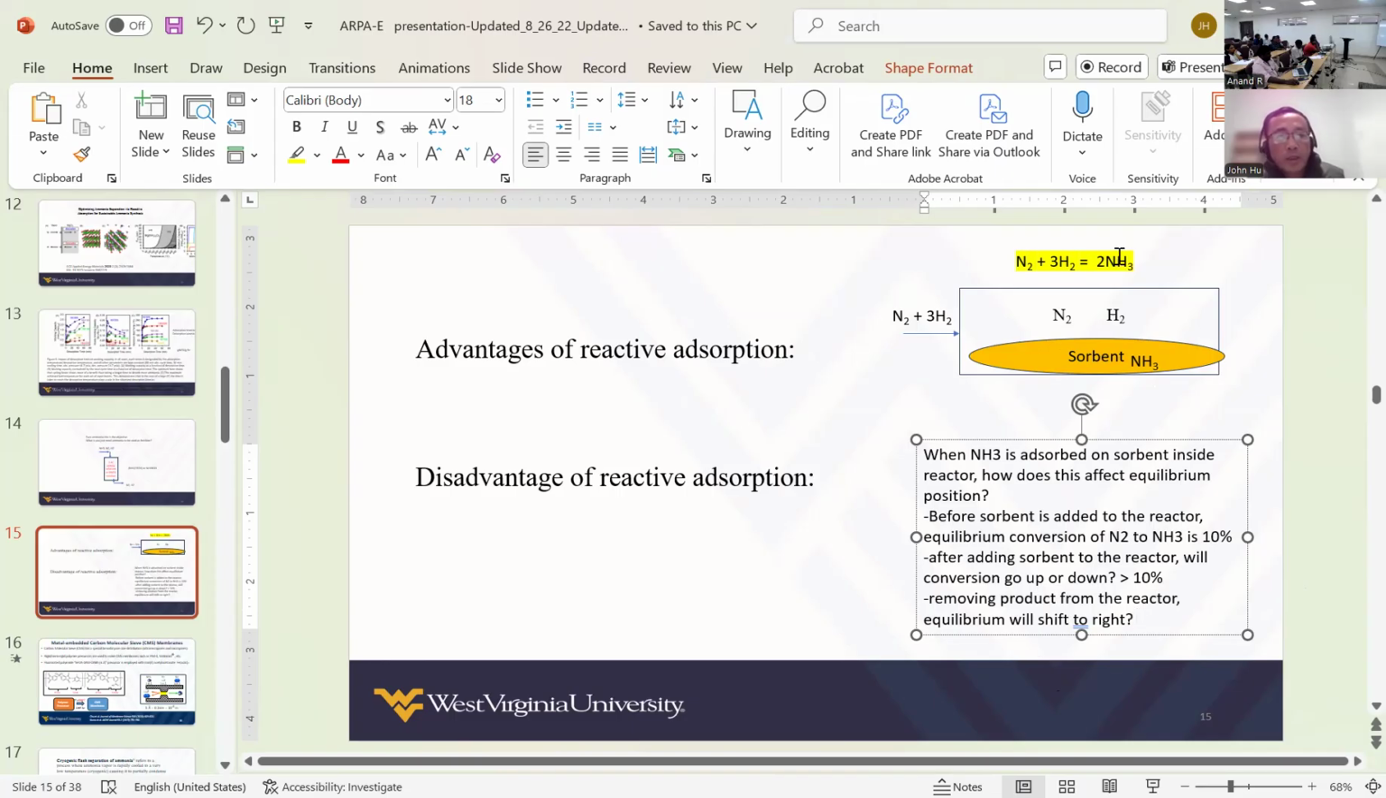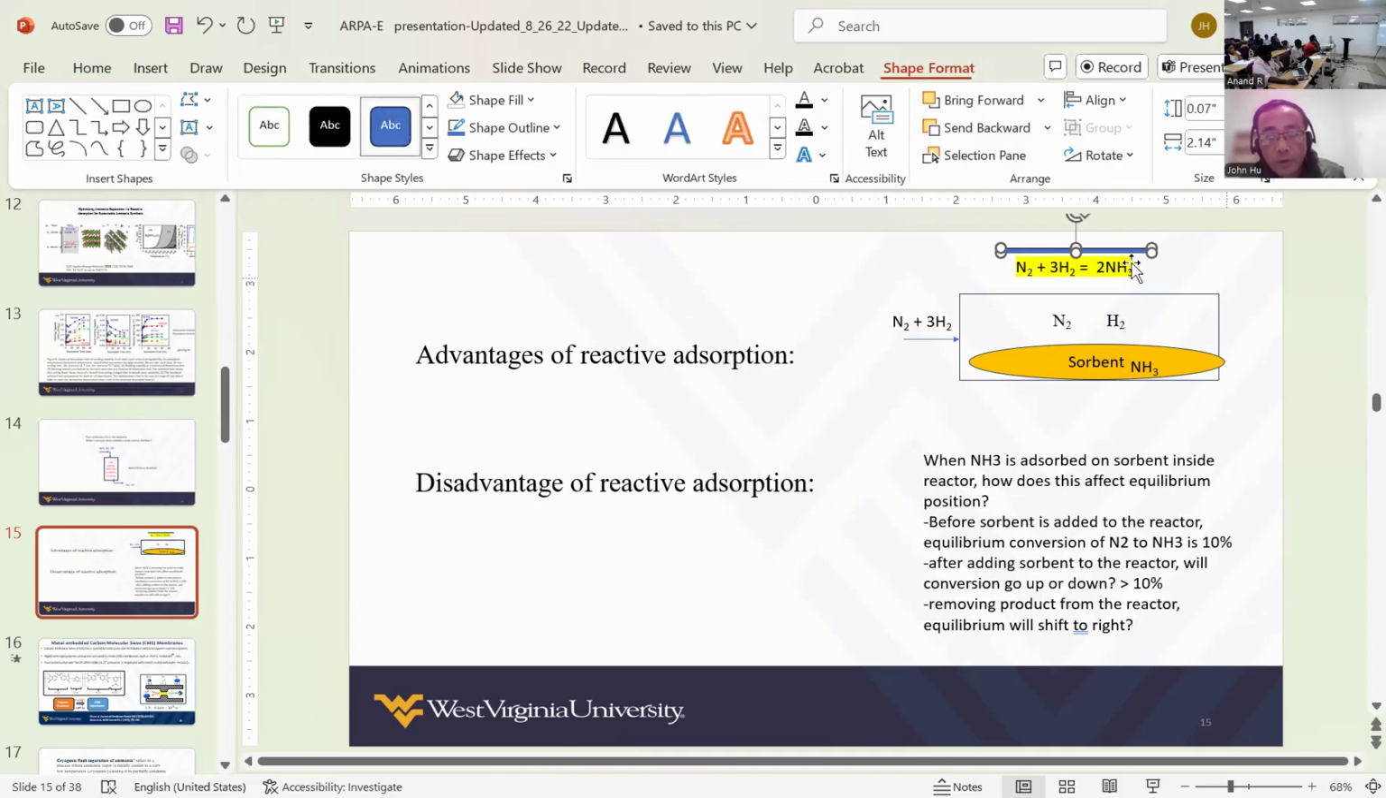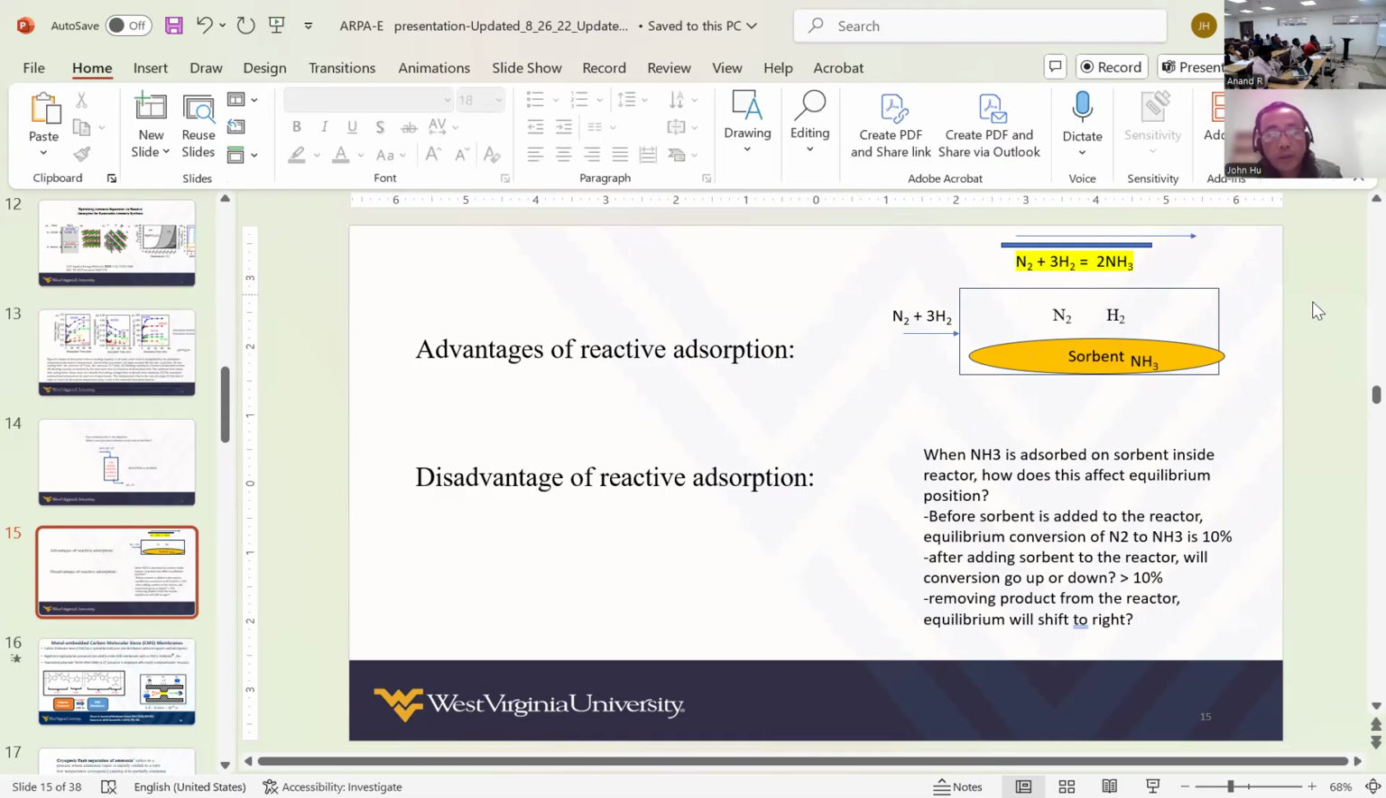I know you say the nitrogen hydrogen partial pressure increases. That's correct, but that's not the real reason. The real reason is the ammonia, as a product, got removed, so the equilibrium, oh, geez, I put it wrong. So equilibrium will shift this way. That's the direction.